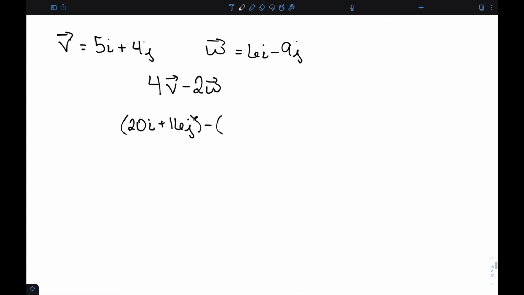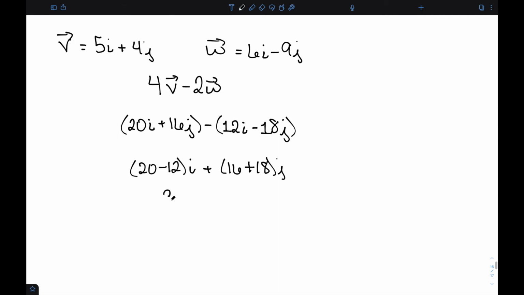If I multiply w by 2, 6 times 2 is 12i, and 2 times negative 9 is going to make this minus 18j. We can then subtract 20 minus 12 for the i, and 16 minus negative 18 for the j, to get our final result of 8i plus 34j.